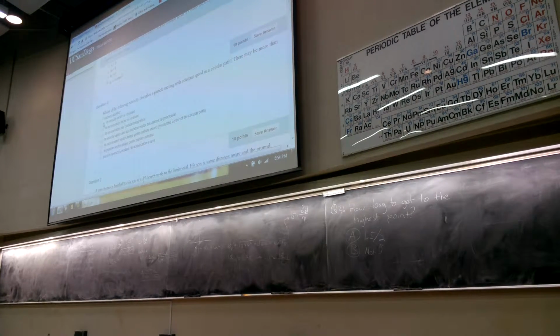Number 1 is false, because the vector is changing direction. Number 2 is also false, because it's pointing inward. And you notice that at different points, inward is a different direction. If you're like this, then the vector's not constant. That's important that you recognize that these vectors are not constant, but the magnitudes may be.